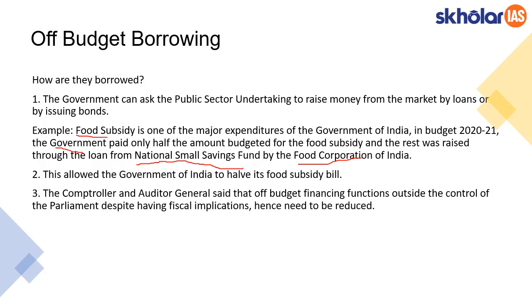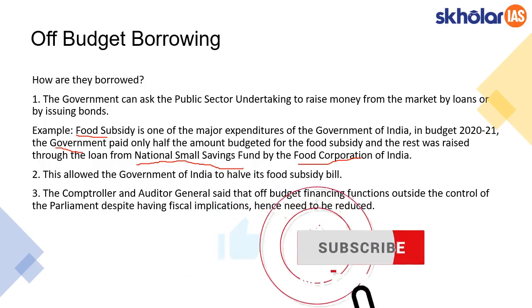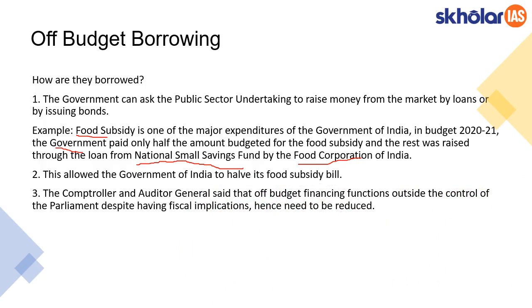So what happens when this mechanism is in place? The government's expenditure on food subsidy in its budget is reduced by half. Though the government is indirectly borrowing, the Comptroller and Auditor General has specifically mentioned that this off-budget financing has to be reduced. Right now FCI is able to fund it by raising money from the public or other organizations, but at the end the government will have to support FCI. So it is going to come back to the government, not immediately, but at a later time. This is why CAG is cautioning the government to reduce this type of borrowing.